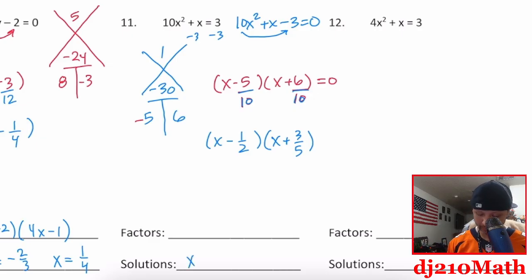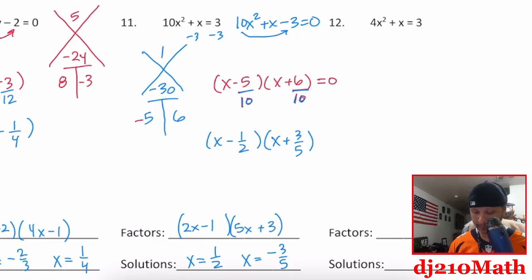I'm going to slightly go out of order just because I'm trying to make you better. So inside lies negative 3 over 5. So I know the solutions. The factors, however, we can rearrange the denominators. So 2x minus 1, 5x plus 3. Okay.